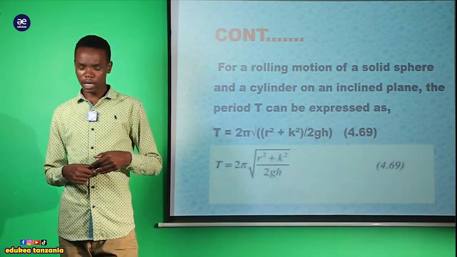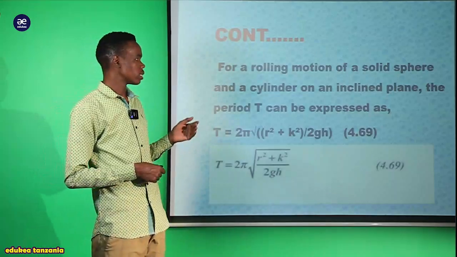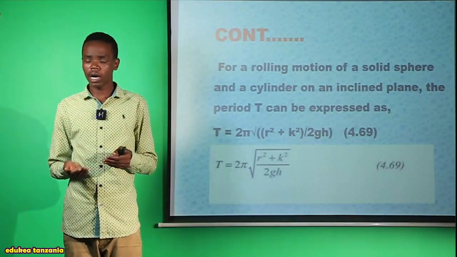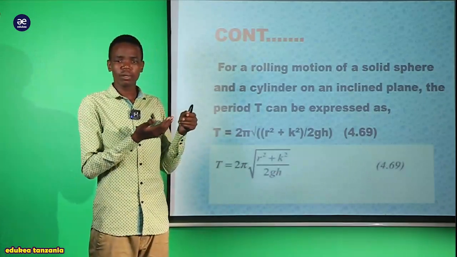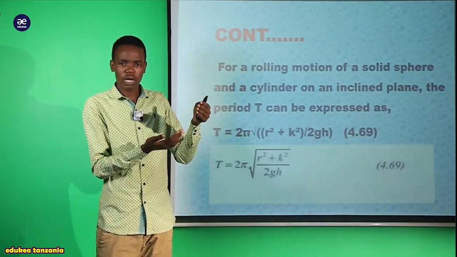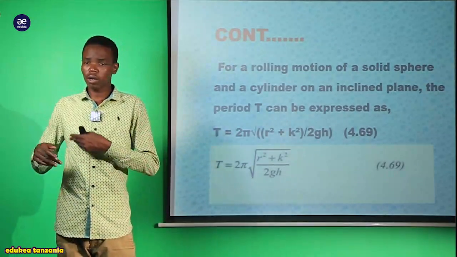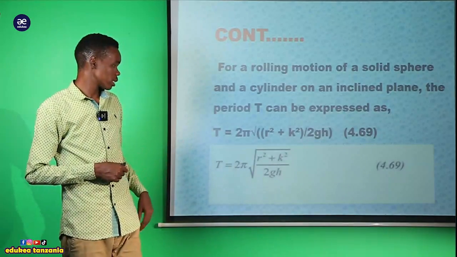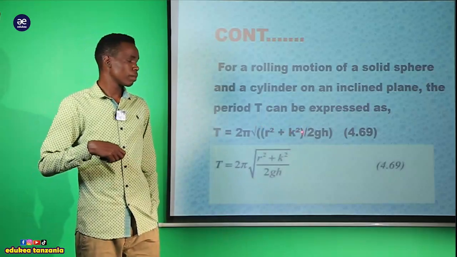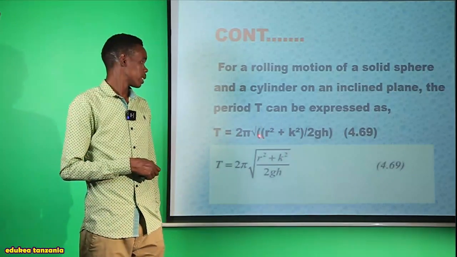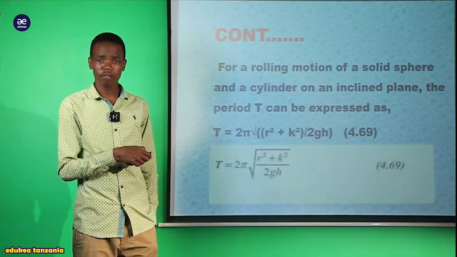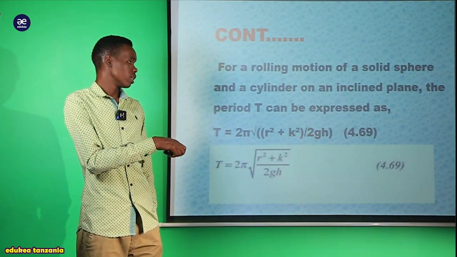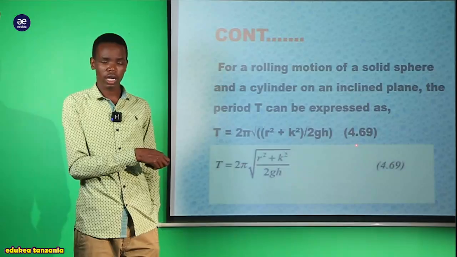So if we leave the torsion, now let us go and see the rolling motion. Now we assume that we have a rigid body. That rigid body is trying to roll, undergoing a rolling motion on an inclined plane. Now we get the period of oscillation by taking 2 pi, then the radical of r square plus k square, divided by 2gh.